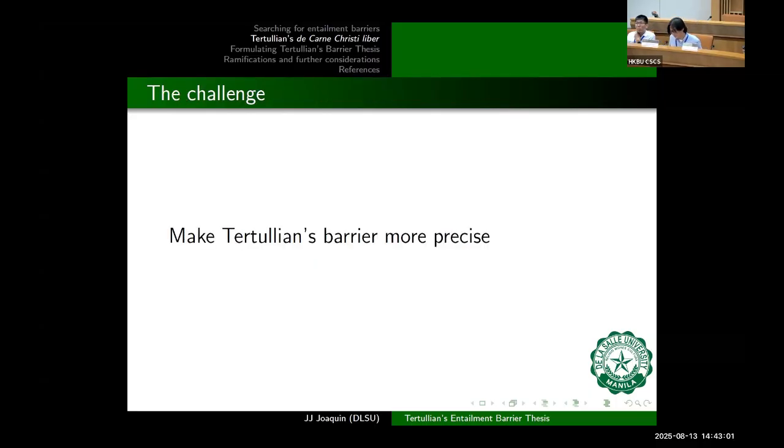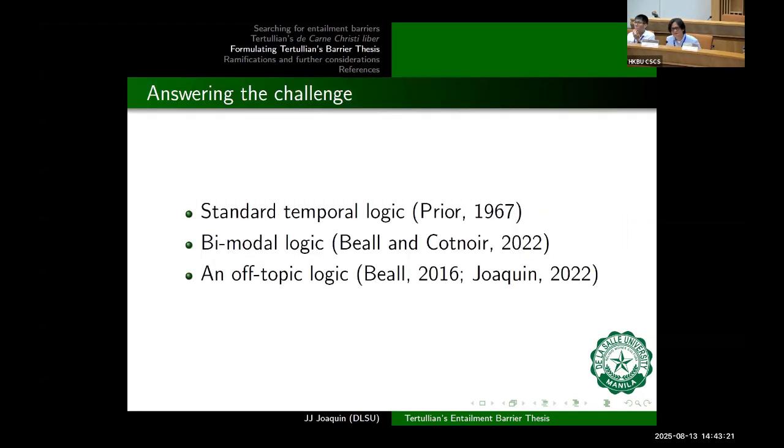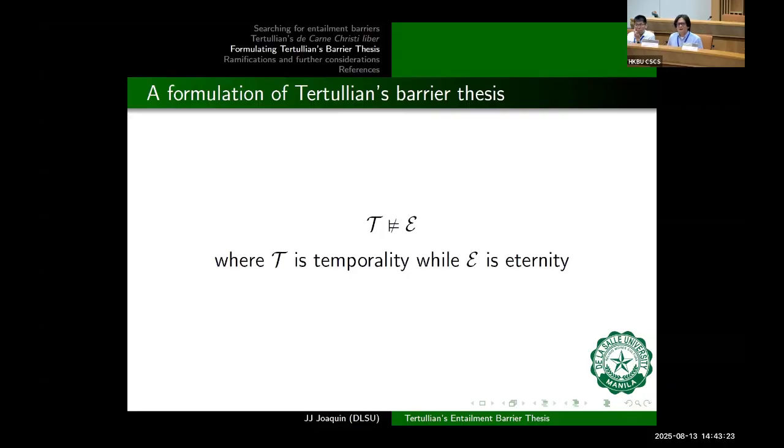Now, the challenge will be to make this thesis more precise. And I'll try to formulate it using three particular logical devices. One is temporal logic. The other one is the off-topic logic and the bimodal logic that J.C. Beall has developed recently. Okay. Let's go to the standard temporal logic. So here's one way of looking at Tertullian's barrier. Let T be temporality, while E will be eternity. So you can't have eternity from temporality.